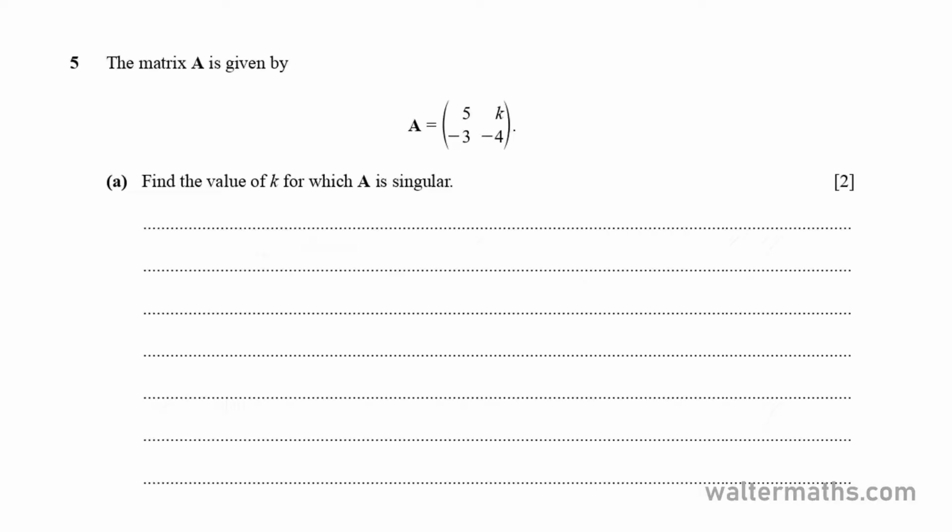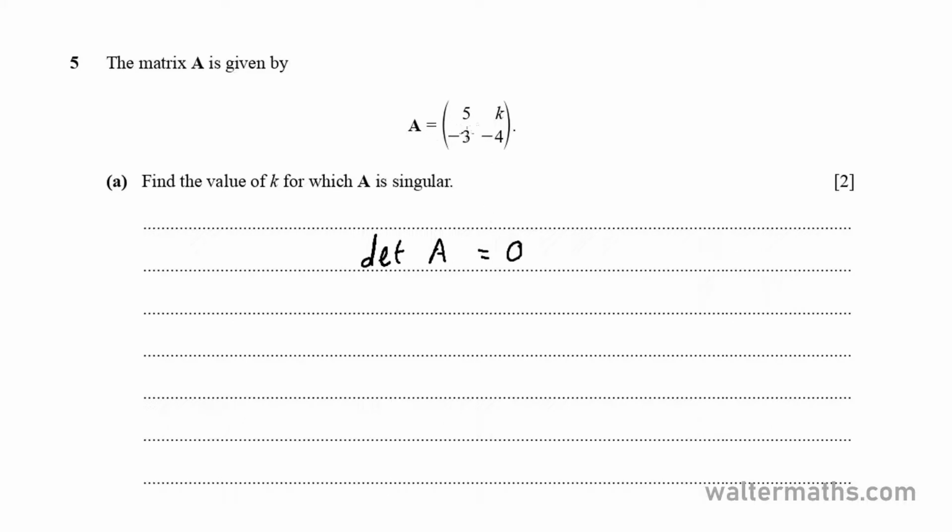Question 5 goes, the matrix A is given by A is equal to the 2 by 2 matrix with elements 5, k, -3, and -4. So on A, the question goes, find the value of k for which A is singular. Now we know that singular matrices have a determinant equal to 0. So in this case, since A is singular, we are saying the determinant of A should be equal to 0.